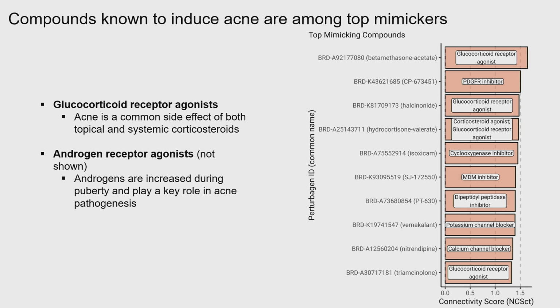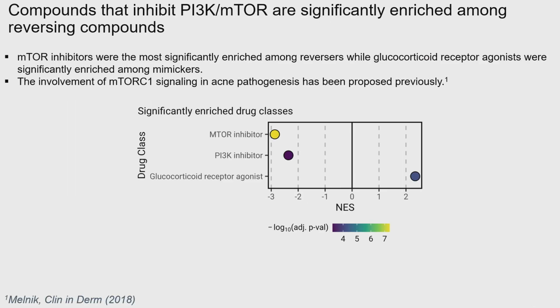Then when we looked at the top mimicking compounds, we found drugs that can cause acne as a side effect, such as glucocorticoid receptor agonists and androgen receptor agonists. And again, this just sort of helped validate our findings. We performed an additional enrichment to look for overrepresented drug classes, and we found that mTOR and PI3 kinase inhibitors were enriched among the reversing compounds, and that glucocorticoid receptor agonists were enriched amongst the mimicking compounds.